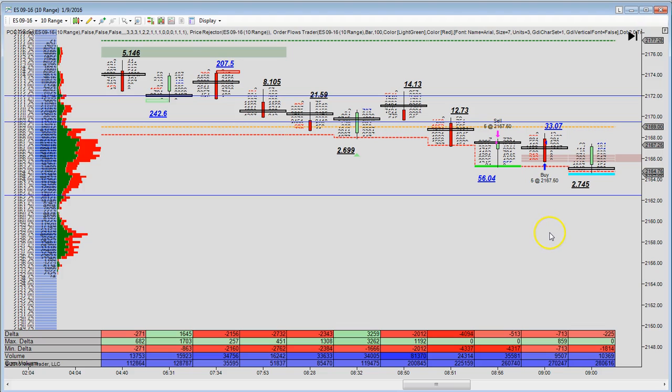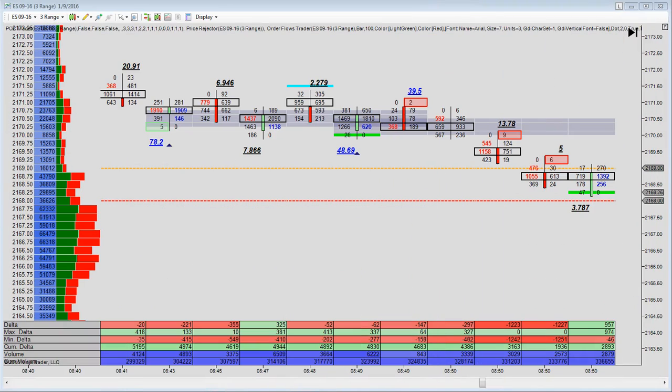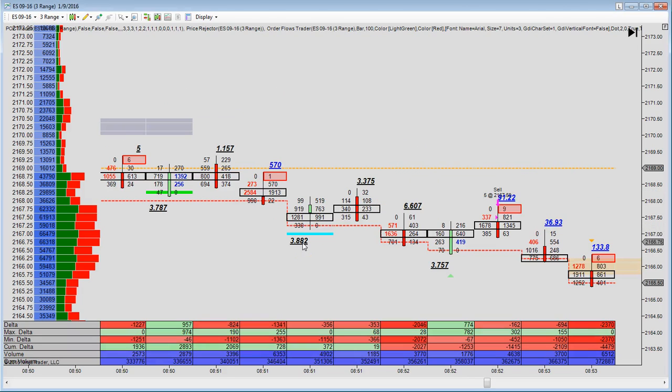And so what happened was we started trading below. This is a 10 range chart. We started trading below the value area low, or sorry, the point of control. And go back to the 3 range chart real quick. What time was that? Just before 9.